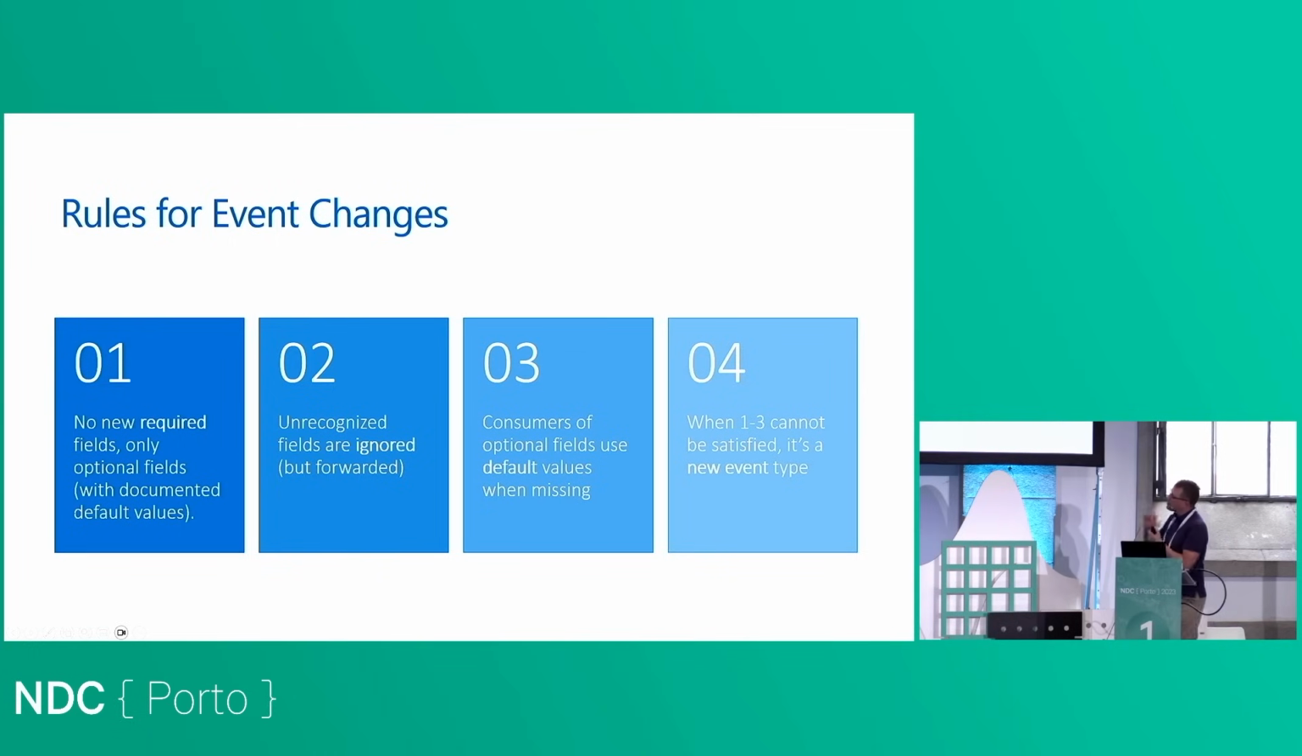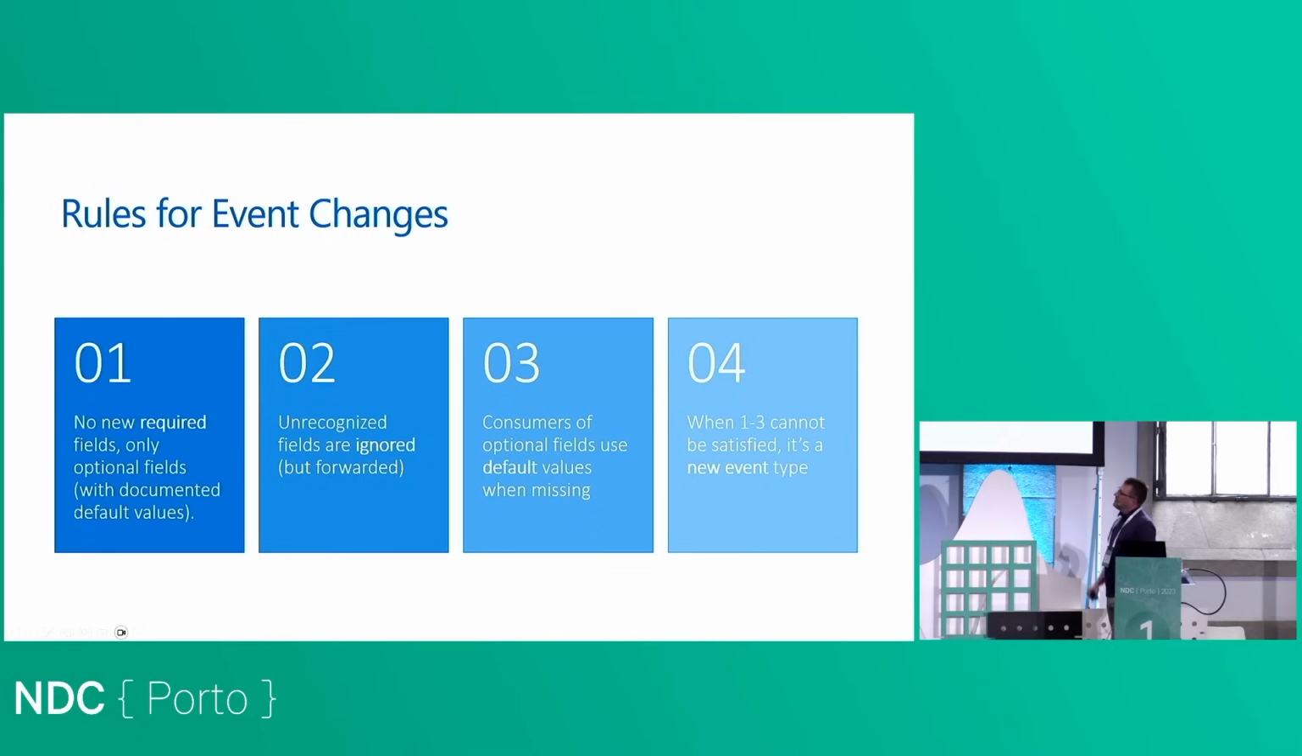The first one, rule number 1, is no new required fields. So don't create a new field that's required on an event. All optional fields if they're new. Once an event has been published the first time, from then on, any fields after that have to be optional with a documented default.